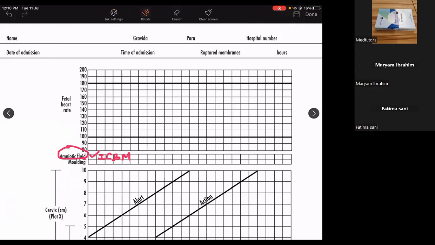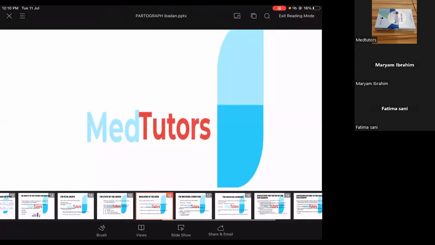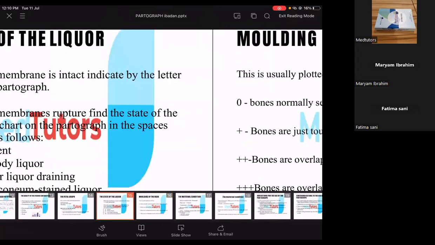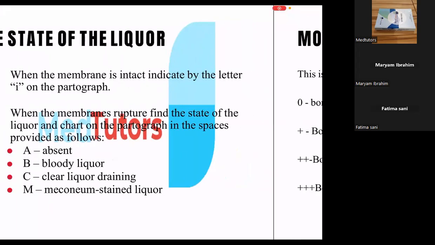And then for molding, this is where you document your molding findings, whether it is 0, +1, +2, or +3. And we'll look at how you grade molding. So this is about the state of the amniotic fluid. You can either say it is intact, or it is absent with an A, or it is bloody with a B, C for clear liquor, and M for meconium stained liquor. And then we have molding.